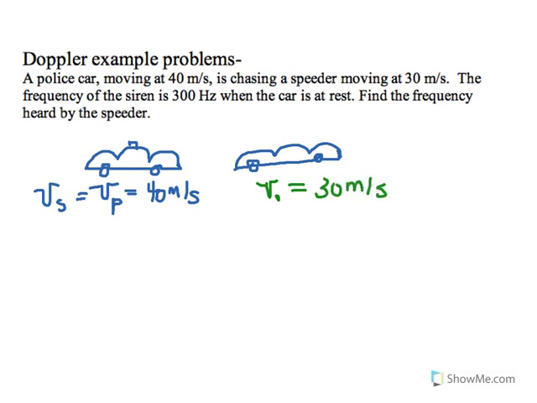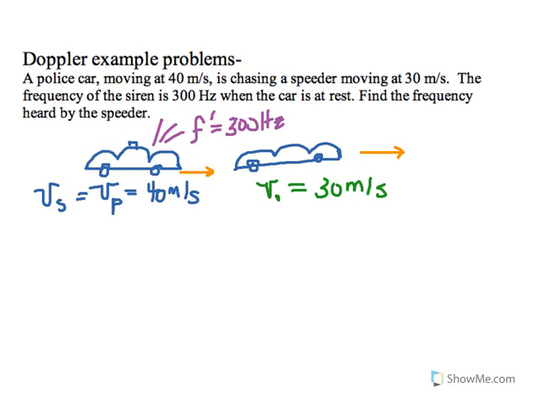All right, so let's just draw little arrows representing which way he's going. So let's say that the speeder is going to the right. Well, if the police car is chasing him, he's also going to the right. And then last but not least, I know that the horn, which is the frequency of the source, I'm going to call that F prime, is 300 hertz. And now we're asked to find what's the frequency heard. What does the guy inside the car hear?